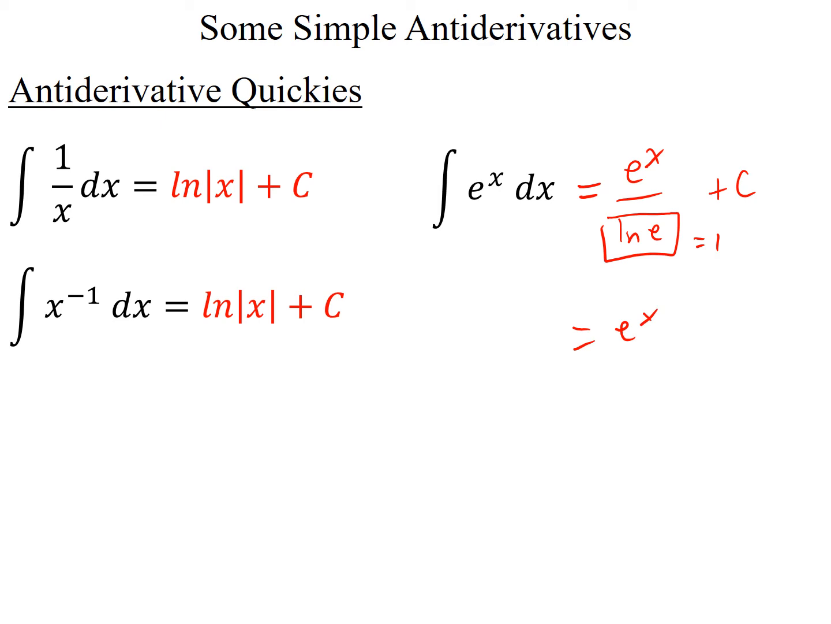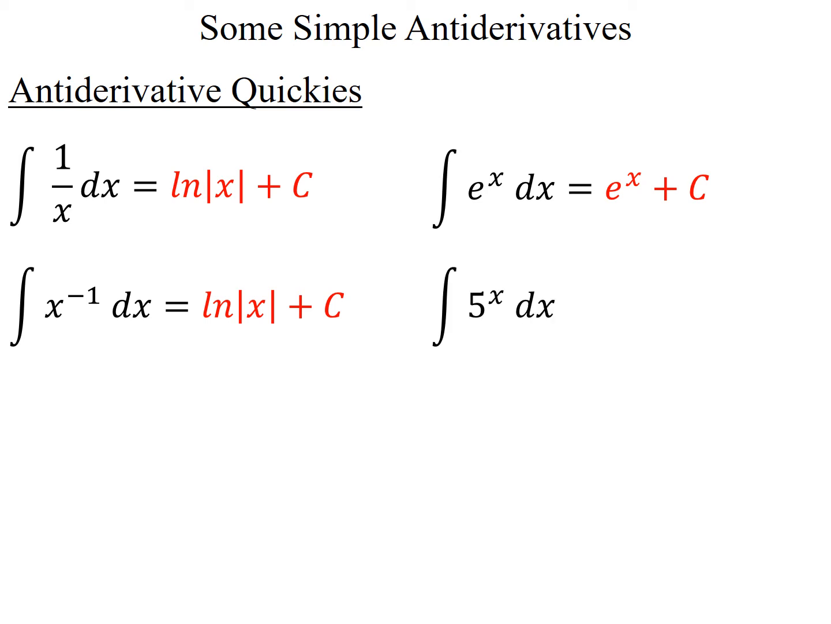So e to the x is probably another separate one you want to memorize. You don't have to write the natural log of e because it just goes away. So it's just e to the x. Okay, so just memorize that. Or you can use the rule, it's just an extra step. But okay, antiderivative of e to the x is e to the x plus c.